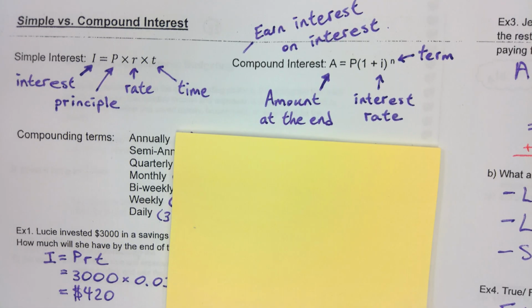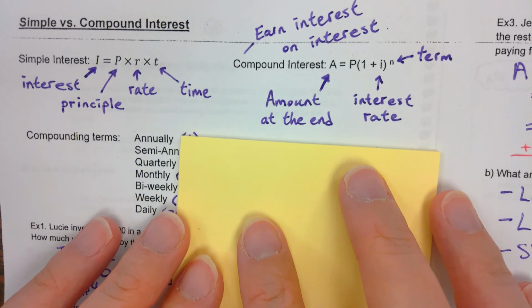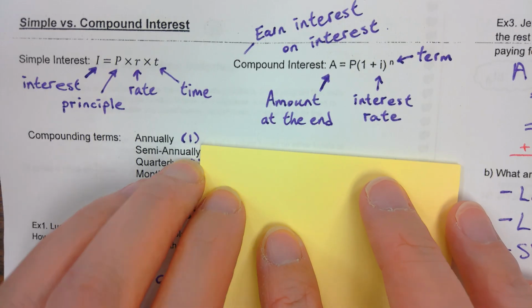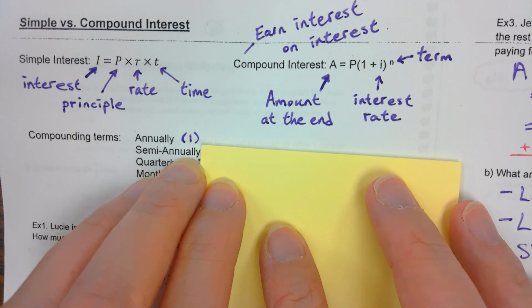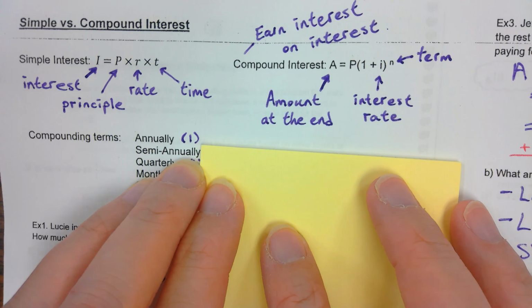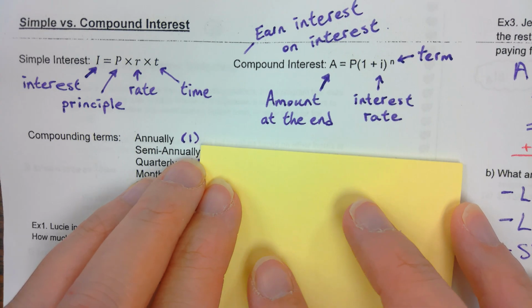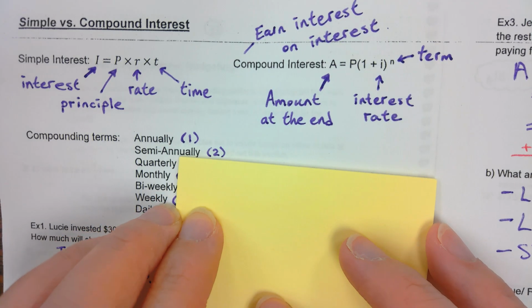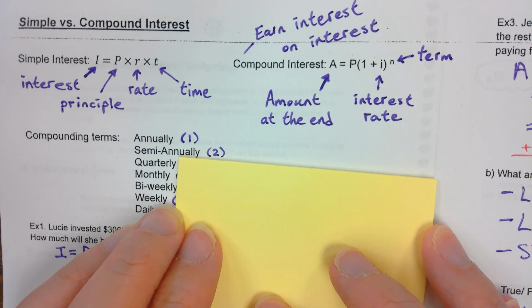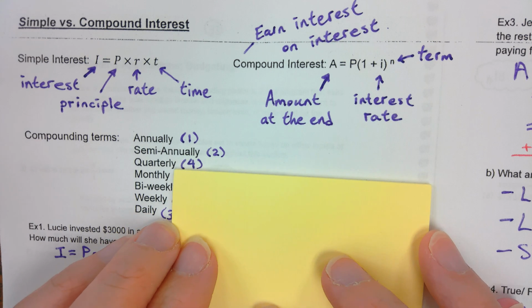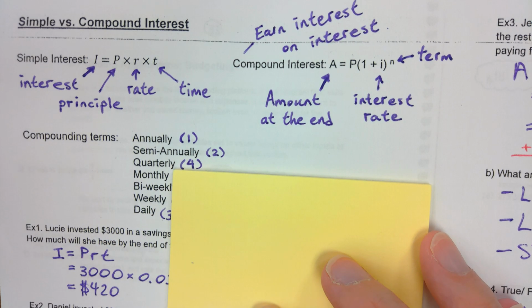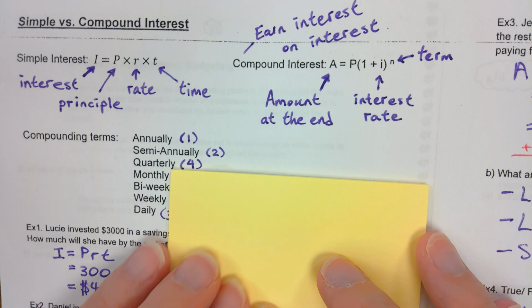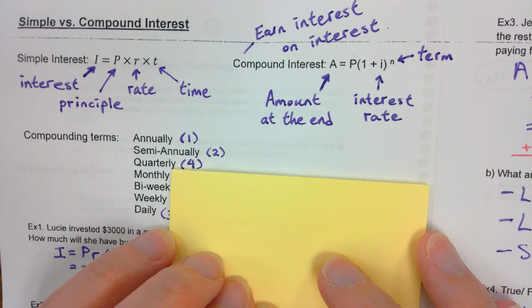Okay. And then some terminology to go over. So compounding terms: annually means once a year. Semi-annually means, Catherine? Half a year, or twice a year, so 2. What about quarterly then? How many quarters are in a year? 4, right. So 4 times a year. Monthly. Adrina, how many months are in a year? 12, right.